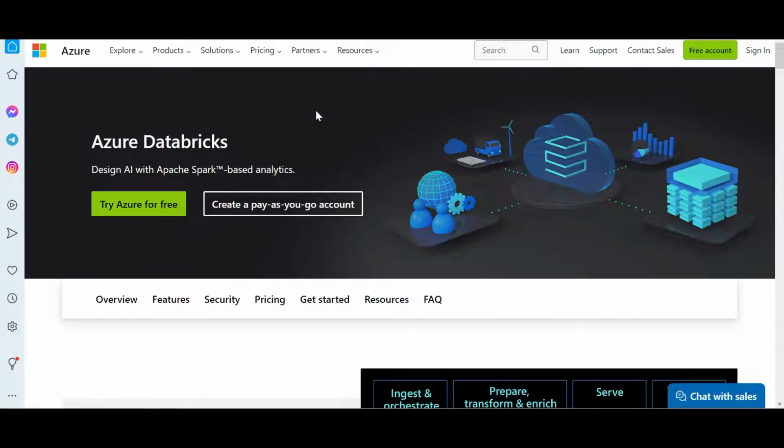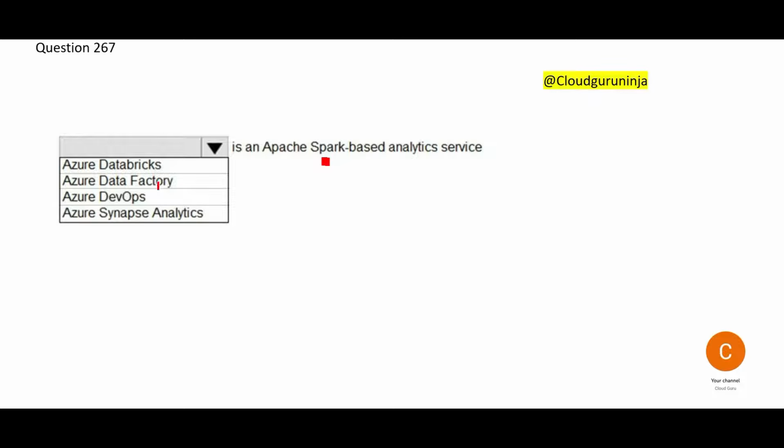If you have lots and lots of data and you want to do some analytics, you want a very solid kind of system, this is your go-to, man. Just like in big data we use Databricks extensively. You might say, why not Data Factory?